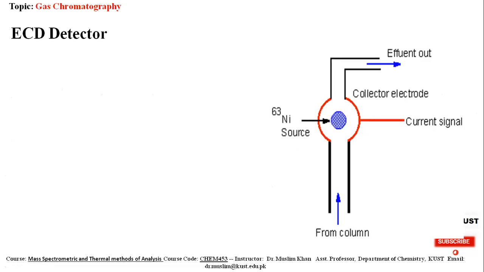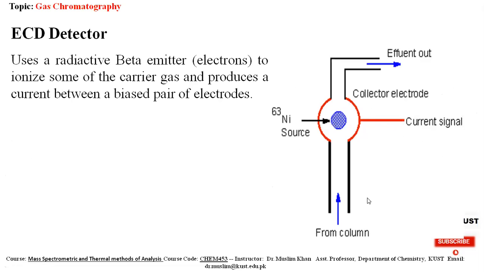The electron capture detector, with the effluent coming from the column, uses a radioactive beta emitter as the source of electrons to ionize some of the carrier gas, the mobile phase gas. Ionizing means ejecting an electron, and ejecting electrons means a flow of electrons. So it produces a current between a biased pair of electrodes, the collector electrodes.